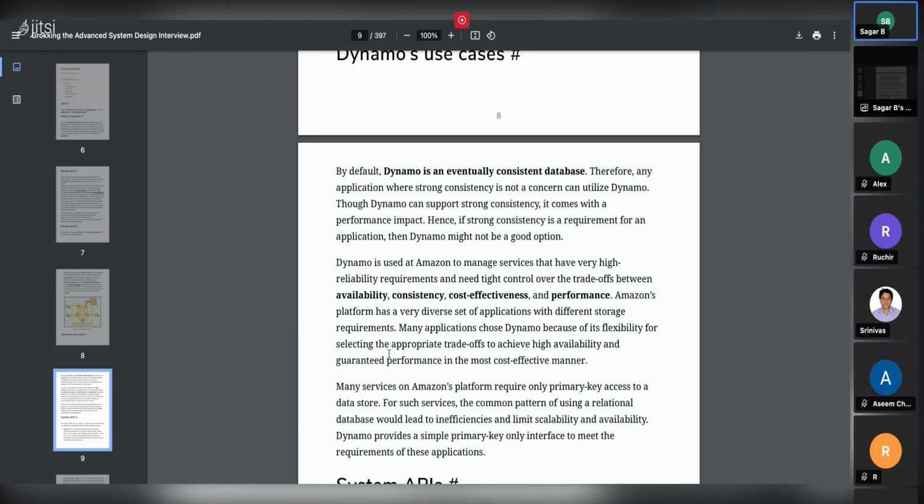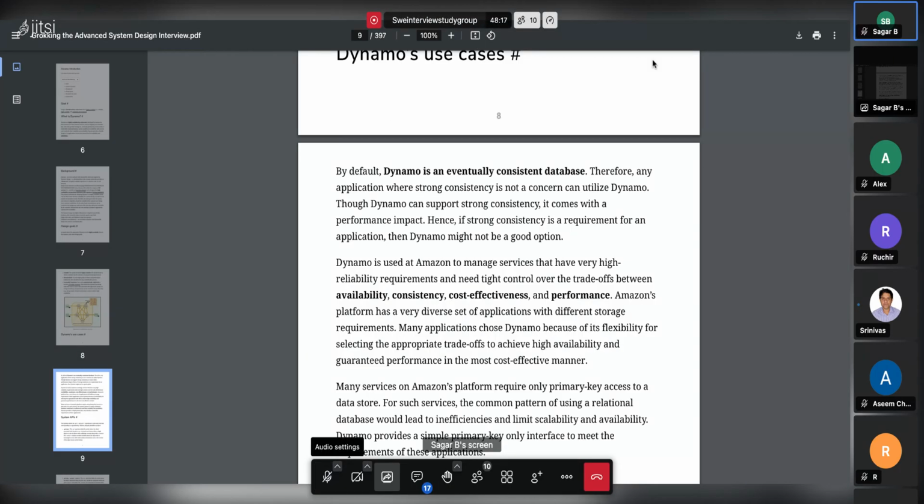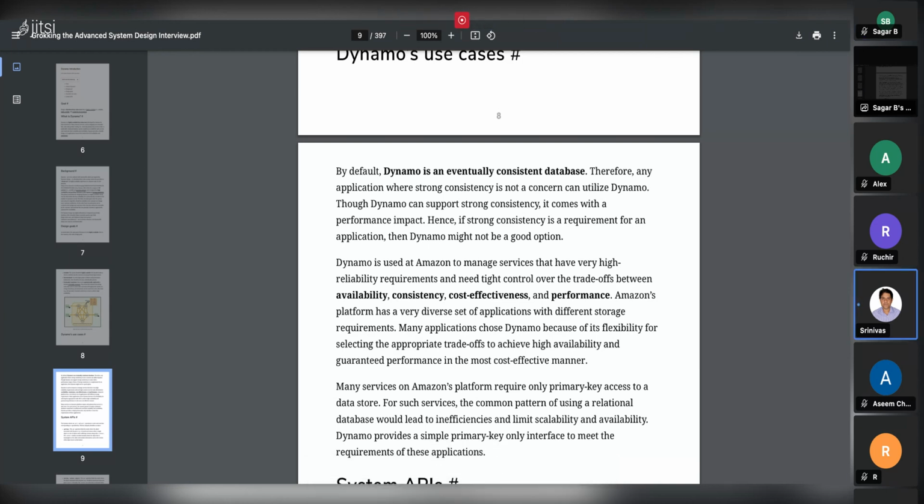Shall we proceed? By default, Dynamo is an eventually consistent database. Therefore, any application where strong consistency is not a concern can utilize Dynamo. Though Dynamo can support strong consistency, it comes with a performance impact. Hence, if strong consistency is a requirement, Dynamo might not be a good option. Dynamo is used by Amazon managed services that have very high reliability requirements and need tight control over the trade-off between availability, consistency, cost effectiveness and performance.